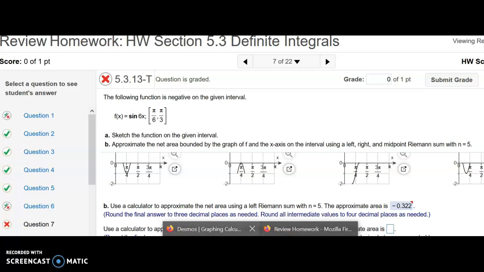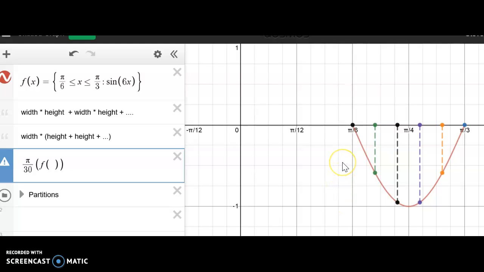Let's go back to Desmos again. Visuals matter. A left-hand sum means that in this first rectangle, which could be outside of the curve or nothing inside of the curve, we need to choose either the left or the right. We're going to choose the left for the height. So this first rectangle is going to have a 0 height.